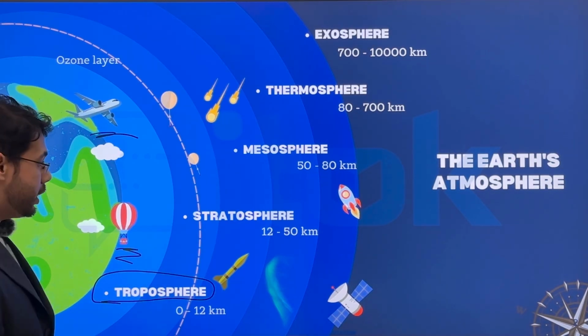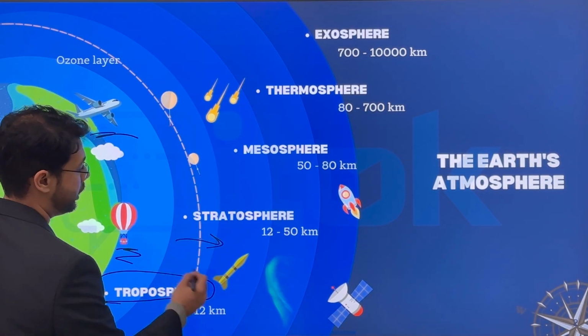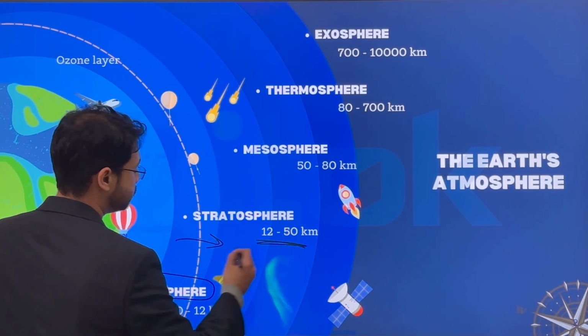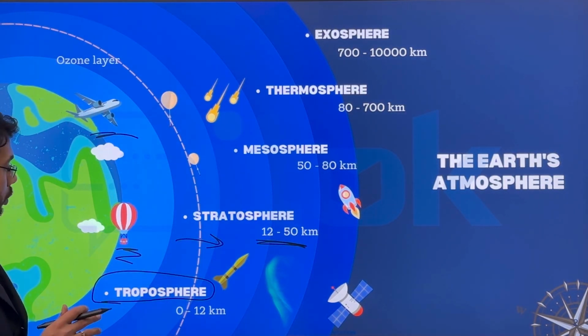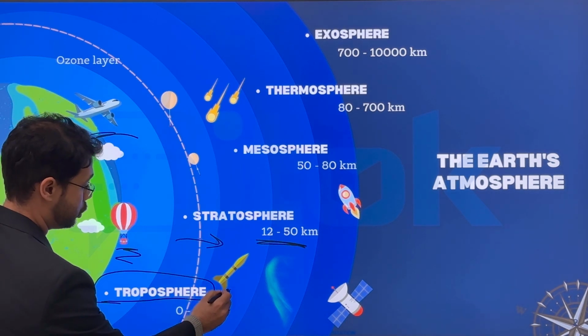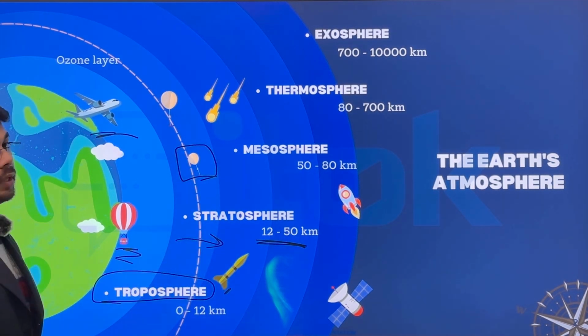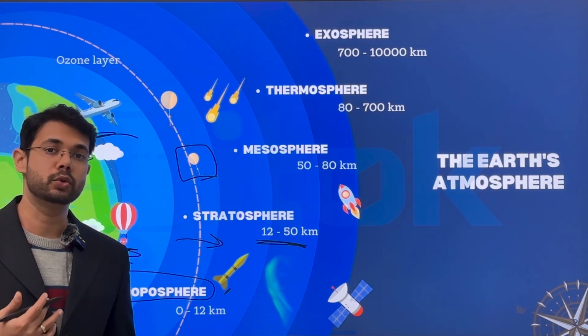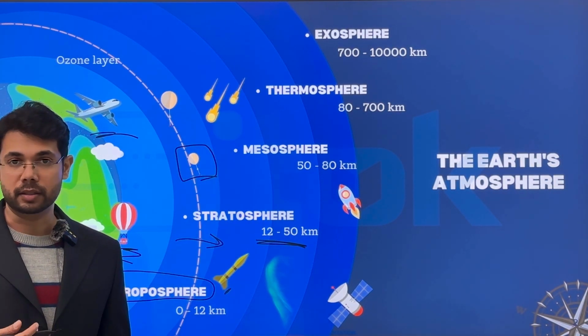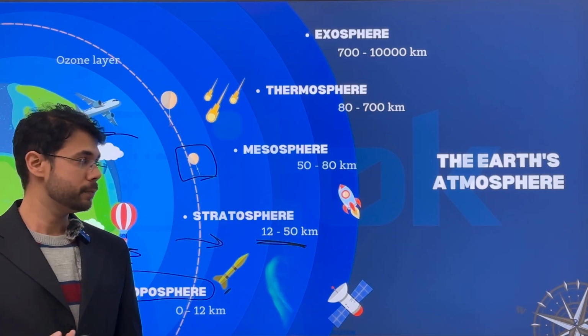After the troposphere, we enter into the stratosphere. Again, 12 to 50 kilometers. And over here, what we have is most of your missiles, hot air climatic balloons. Now, these are different kinds of balloons which are used for measuring the weather patterns and other research purposes.